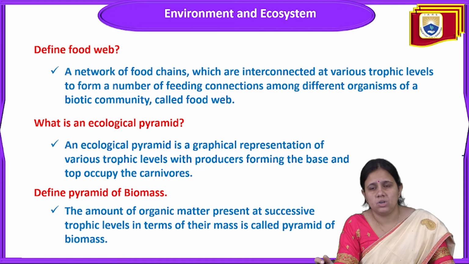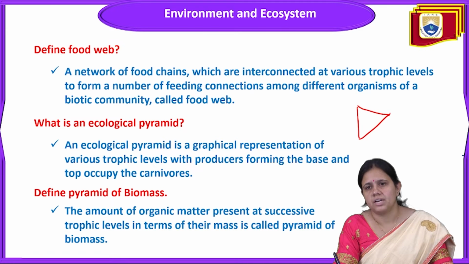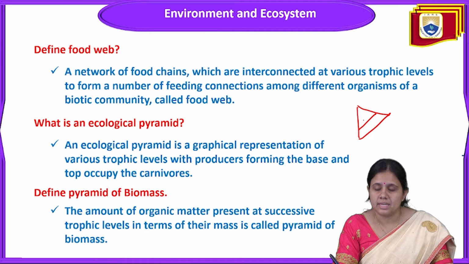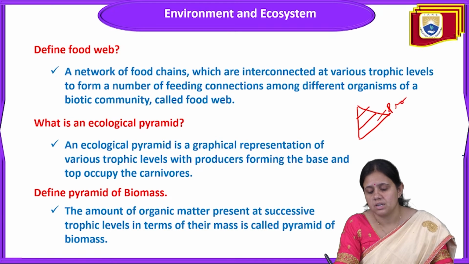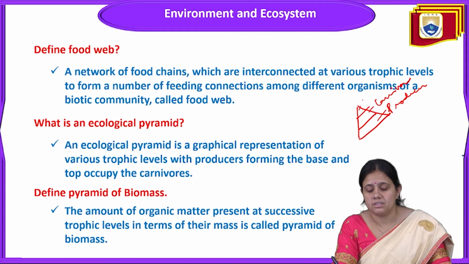Then what is an ecological pyramid? An ecological pyramid is a graphical representation of various trophic levels, with the producer forming the base and the top occupied by the carnivores. It is a pyramid-like structure. As we already discussed, this is the trophic level structure of any ecosystem, with producers, carnivores and then decomposers. This is the common structure of any ecosystem.